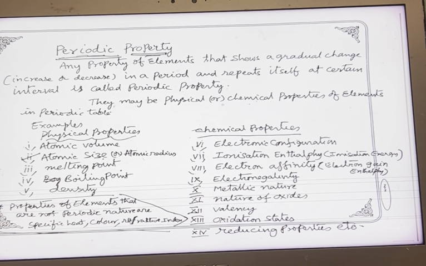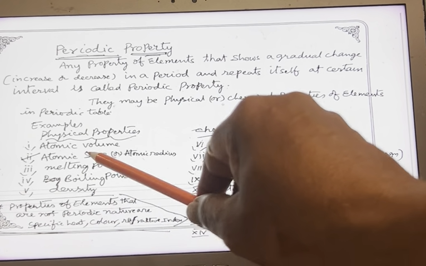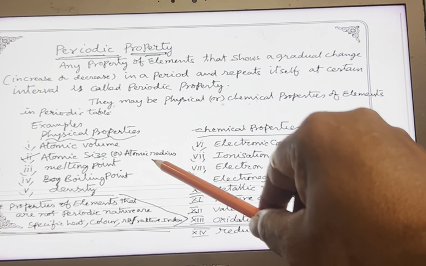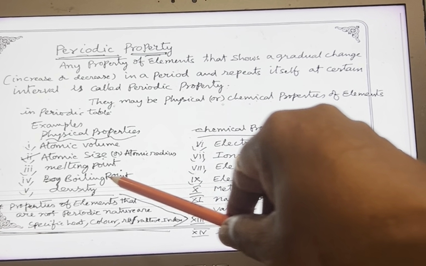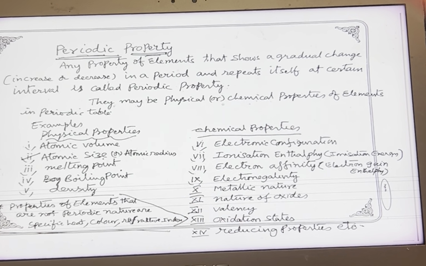Let us see which properties change gradually and are similar in a period or group. Let us see some physical properties: atomic volume, atomic size, melting point, boiling point, density. These also gradually vary in a group or in a period. So, those are physical properties. What about chemical properties?